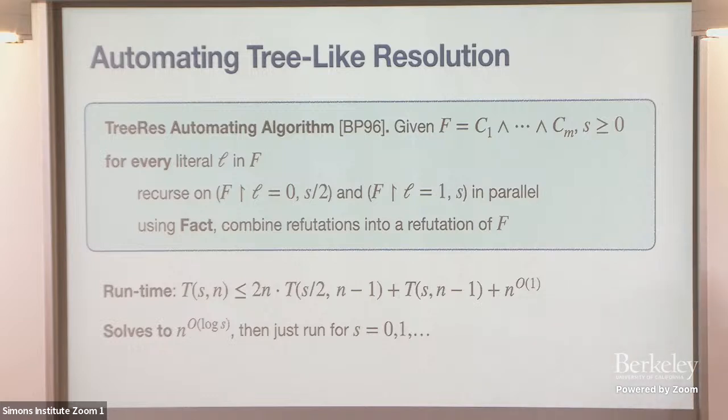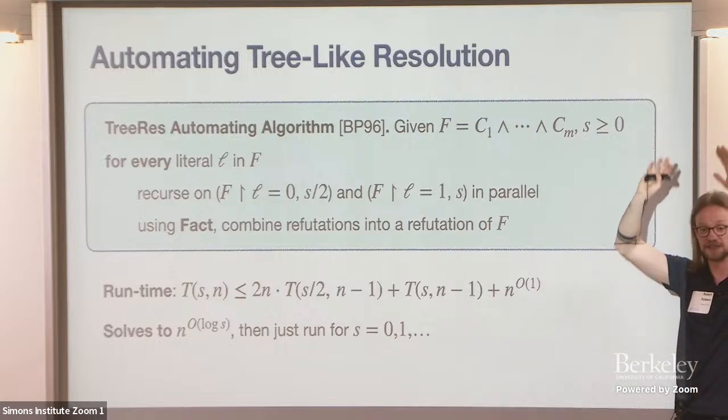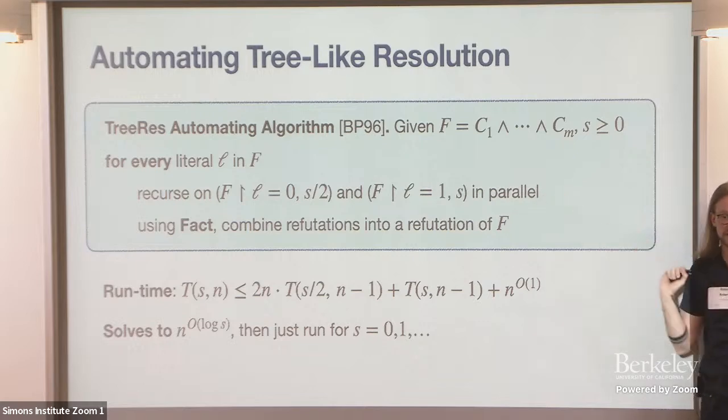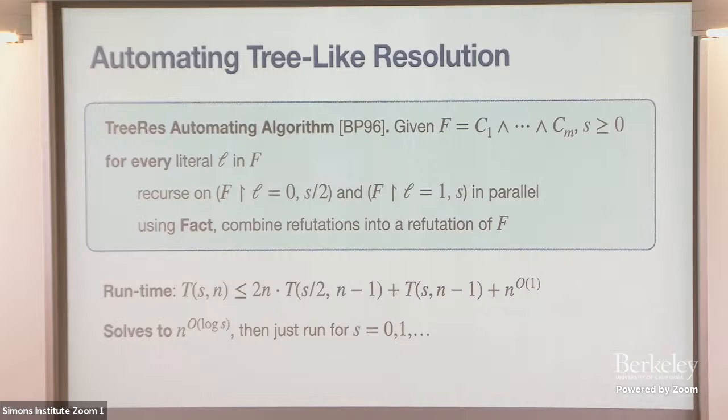Okay. And hopefully you can see, here we're really taking advantage of the tree-like structure. We're using the fact that the proof on one side and the proof on the other side really don't talk to each other, right? I can really just shove those off, solve them completely independently, and then recombine them. This kind of argument really doesn't work for the DAG-like setting. Are there any questions about that? Okay, great.